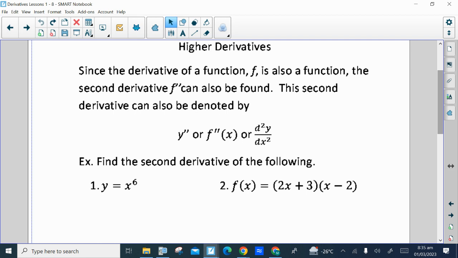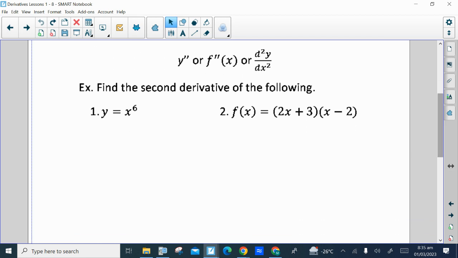Okay, so since the derivative of a function f is also a function, the second derivative f double prime can be found. The second derivative can also be denoted by f double prime at x or d squared y over dx squared. So they all mean the second derivative. And so this first example asks us to find the second derivative of each of the following.